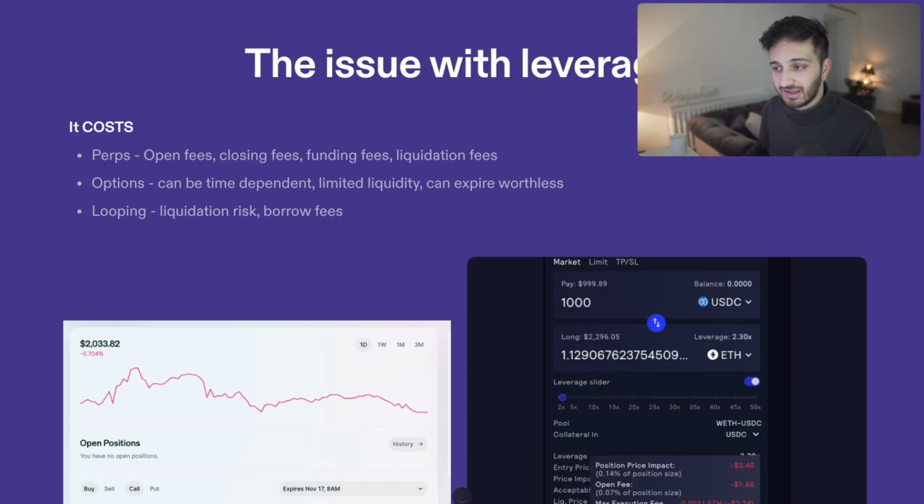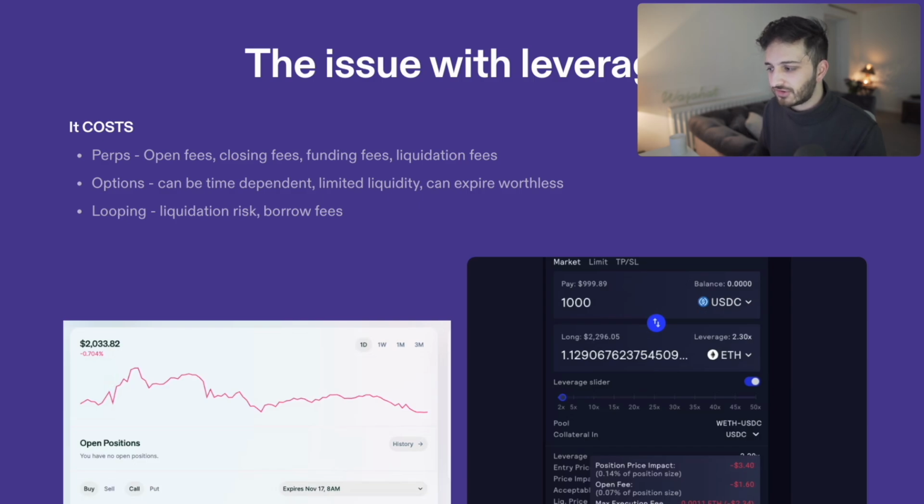And the main thing is it costs a lot. It doesn't just cost, it costs a lot. Now, I've made 3 points about 3 different ways that you can actually get leverage in crypto today. This is particularly on-chain. We've got perpetual exchanges, we've got option protocols, and we've got looping via money markets. So let's talk about all 3 of them now.